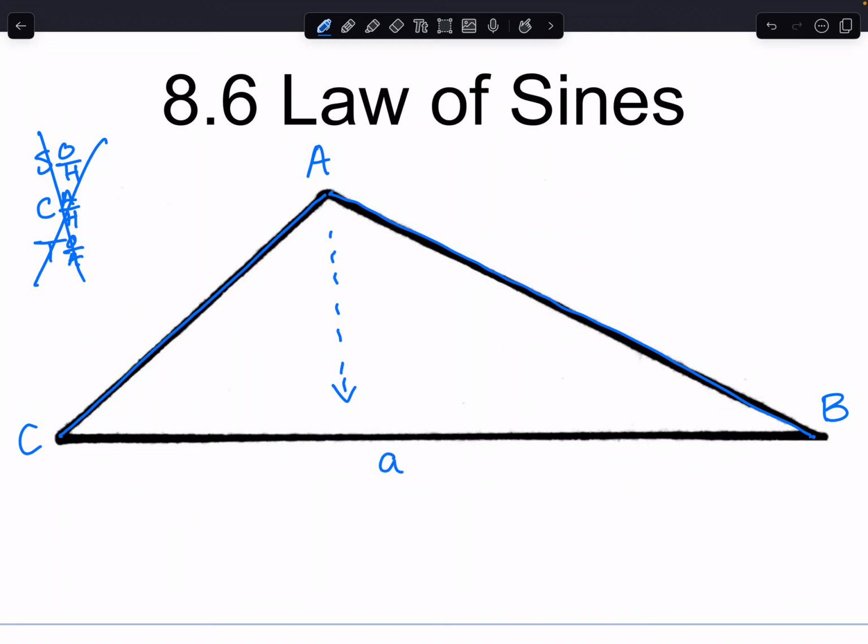Similarly, angle B opens up to this side, so we're going to label that side lowercase b. And angle C opens up to the other side. We're going to label this one lowercase c.